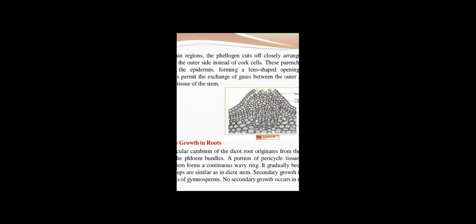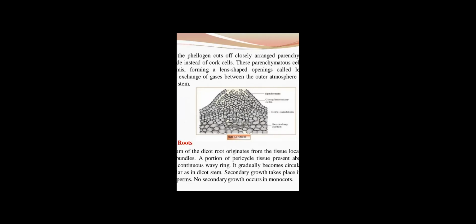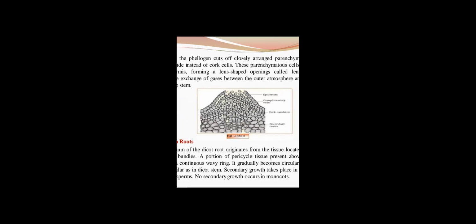As we have seen secondary growth in stems, there will also be secondary growth in dicot roots, wherein the vascular cambium is completely secondary in origin and originates from the tissue located just below the phloem, and a portion of the pericycle tissue above the protoxylem, forming a complete and continuous wavy ring. This wavy ring later becomes circular and the remaining events will be similar to the secondary growth in stem.